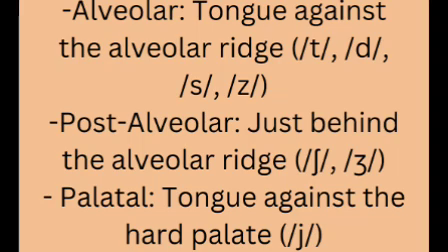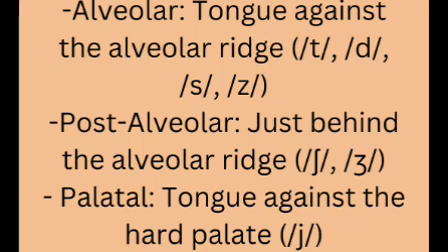Then the palatal sounds. Still on place of articulation, we have the palatal sounds. Palatal sounds are sounds produced when the tongue touches the hard palate. Remember, we have the soft palate and we have the hard palate. So when your tongue touches the hard palate, we have the production of the palatal sounds. The palatal sounds include j, as in yellow, young, yam, youth, and so on.